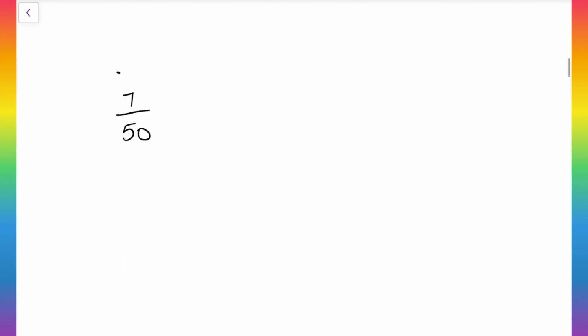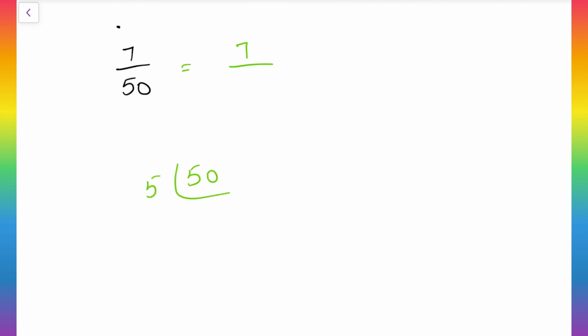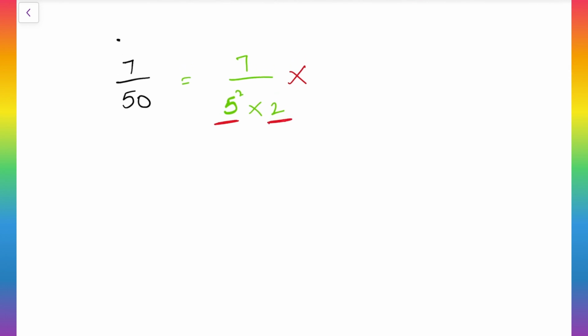Next, 7 by 50. Here 50 is not a prime number, so we need to do prime factorization for that. Let us check once. 5 tens are 50, 5 twos are 10. So if you do prime factorization of 50, 5 is there 2 times and 2 is there 1 time. So 5 square into 2. Now what number do we need to multiply with? Here 5 is there 2 times, 2 is there only 1 time. So it means one more 2 is required for us. That is the reason to multiply and divide with 2 only.